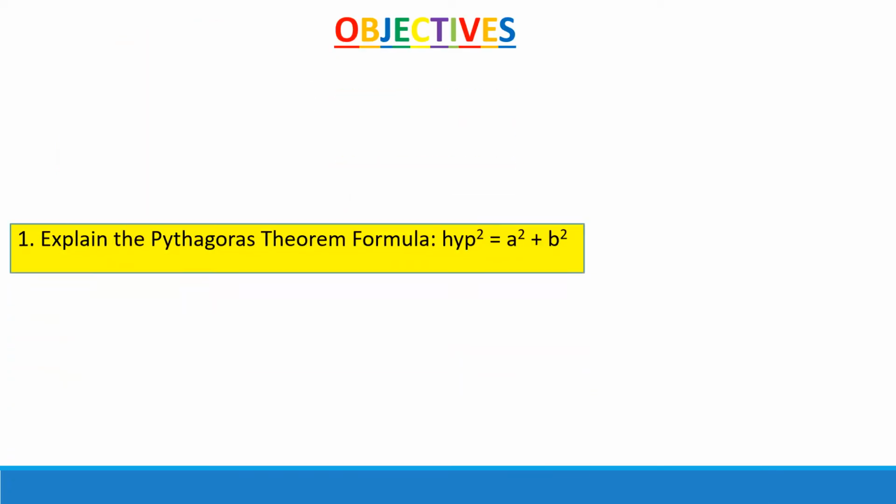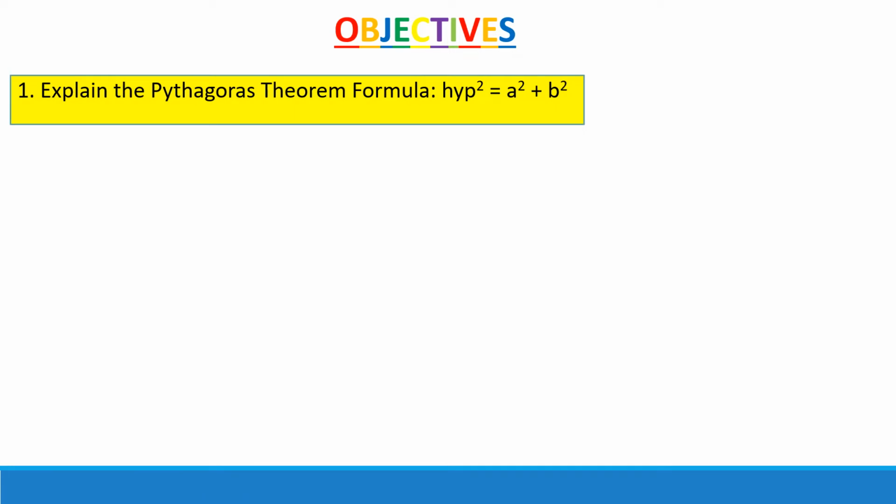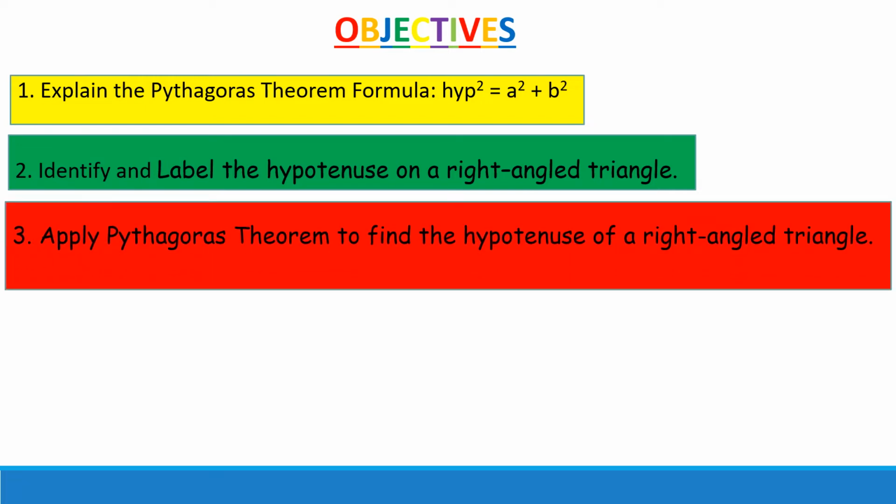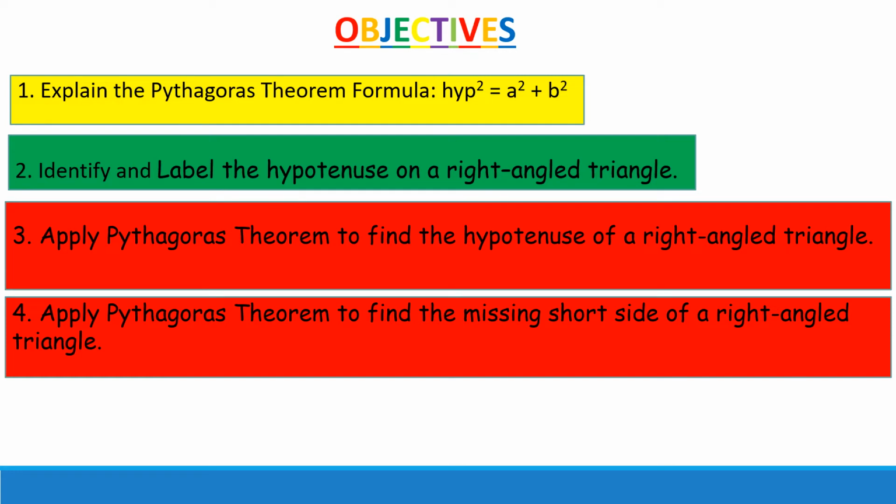Our objectives are: 1. Explain the Pythagoras Theorem formula, which is hypotenuse squared is equal to a squared plus b squared. 2. Identify and label the hypotenuse on a right angle triangle. 3. Apply the Pythagoras Theorem formula to find the hypotenuse of a right angle triangle. 4. Apply that same formula to find the missing short side of a right angle triangle.